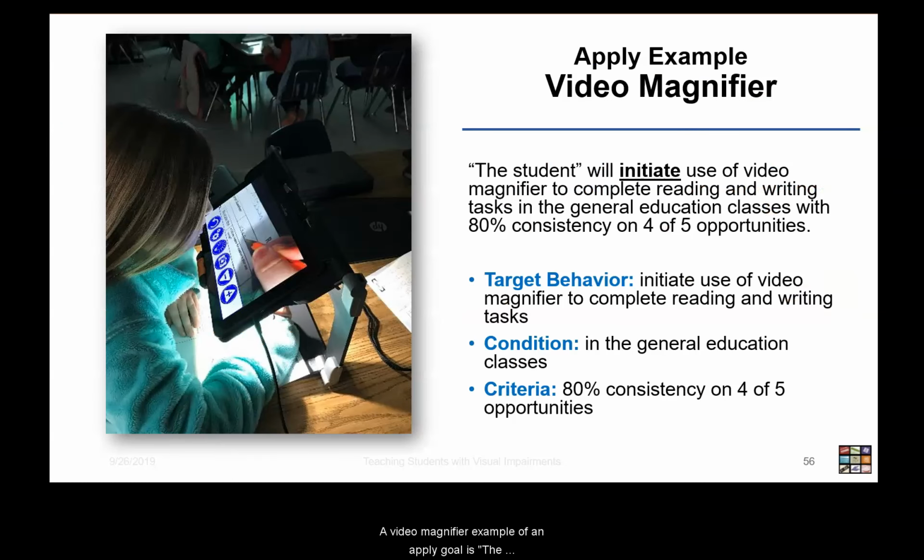A video magnifier example of an apply goal is a student will initiate use of video magnifier to complete reading and writing tasks in the general education classes with 80% consistency on 4 of 5 opportunities. In this goal, the target behavior is initiate use of video magnifier to complete reading and writing tasks. The condition is the general education classes, and the criteria, 80% consistency on 4 of 5 opportunities.